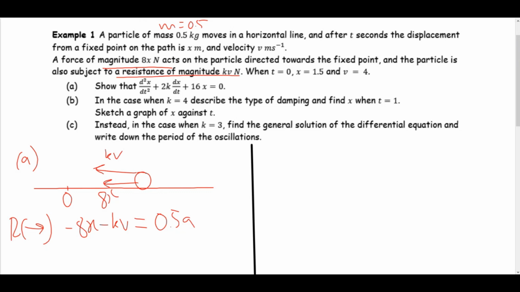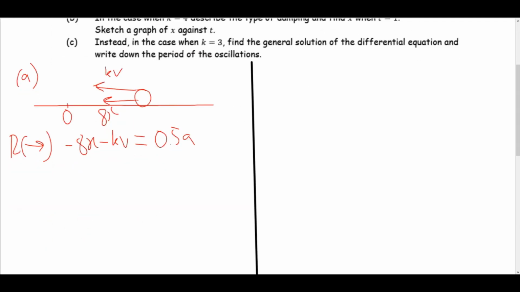What I'm now going to do is turn this into the differential equation which we see in part A. So what I can do is replace v with dx by dt, and the acceleration, which is dv by dt, which is the second differential of the displacement. So that's d2x by dt squared. So that's going to give me minus 8x minus k times dx by dt equals 0.5 times d2x by dt squared.